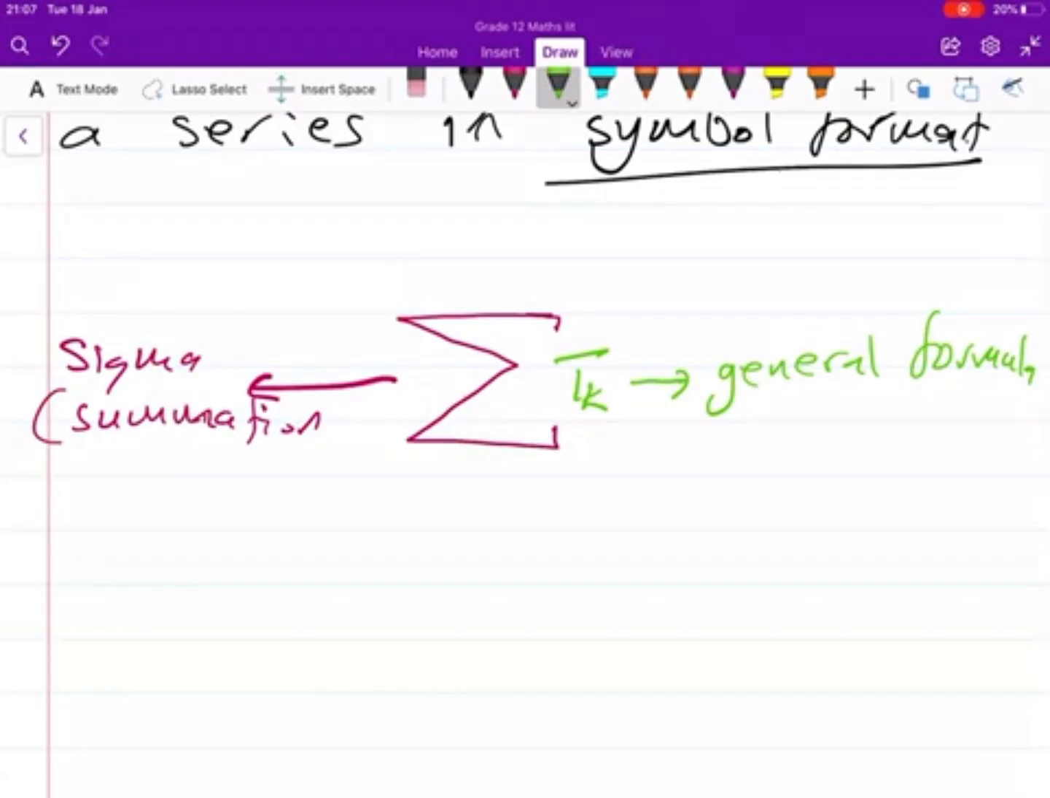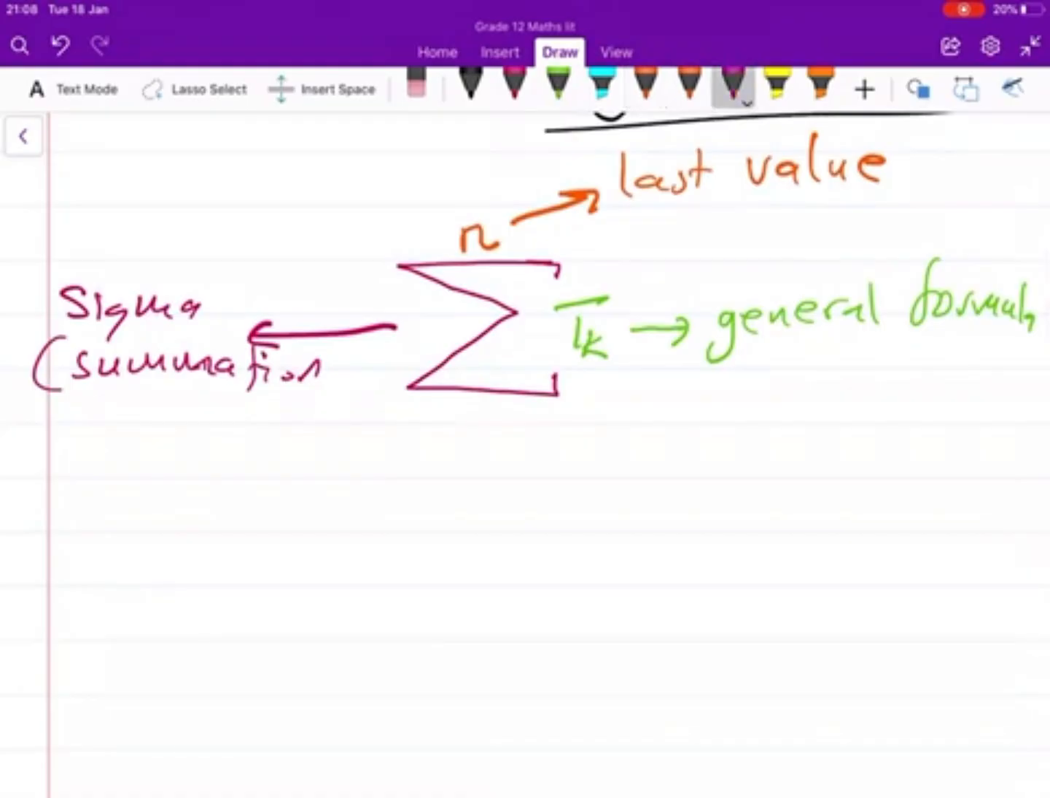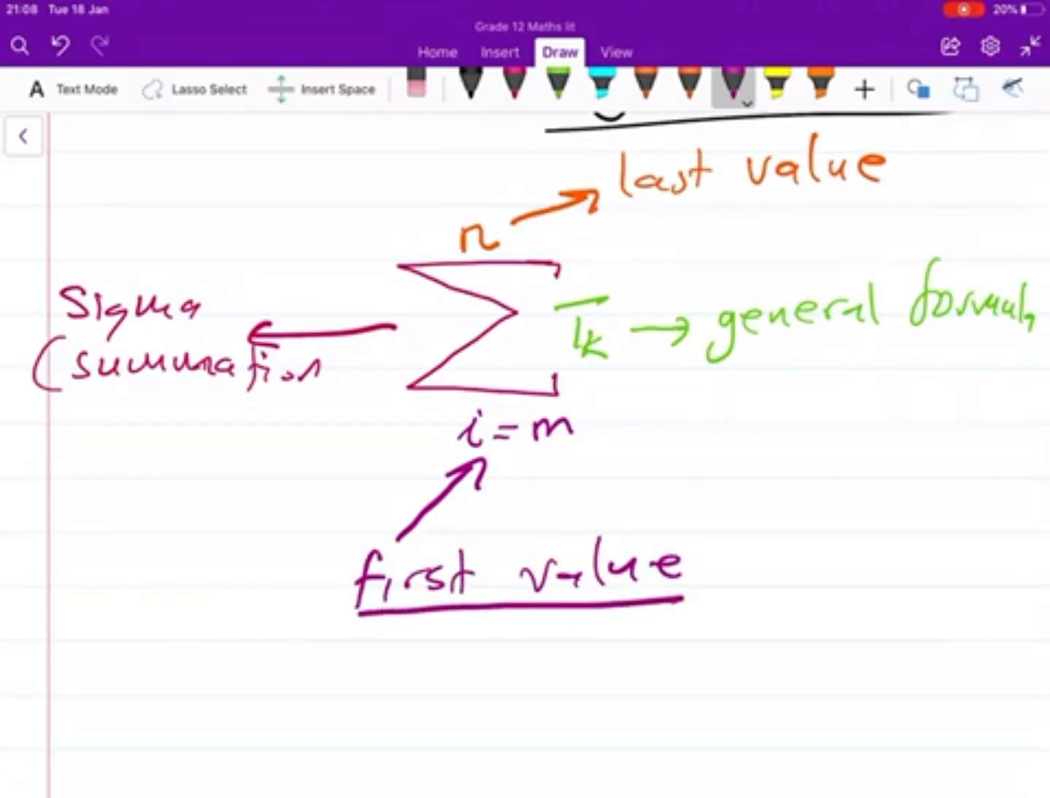The general formula tells us how this series is defined. And then we have the upper limit, which tells us about the last value. Very important: not the number of terms, but the last value in the given series. And then we have this letter i, and for now I will say it is equal to m, and it tells us about the first value. In other words, where does our series begin? And this one tells us where it ends. This one tells us how it is defined, and this one tells us that we must add.